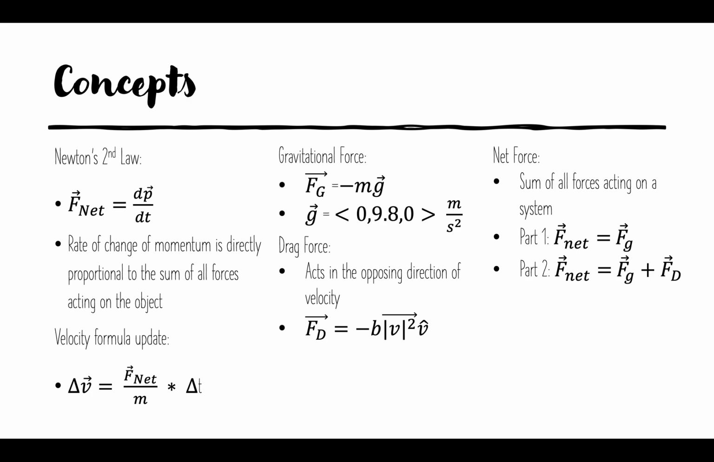Lastly, we have a sum of force statement for the two models we are going to make that predict the falling motion of the object. One only accounts for gravity, so the net force is just equal to gravity, and the other accounts for both gravity and drag, so the net force is equal to the sum of the force of gravity and the drag force.